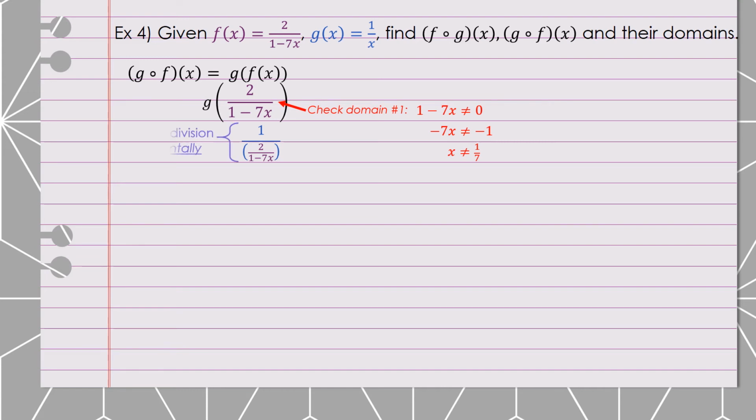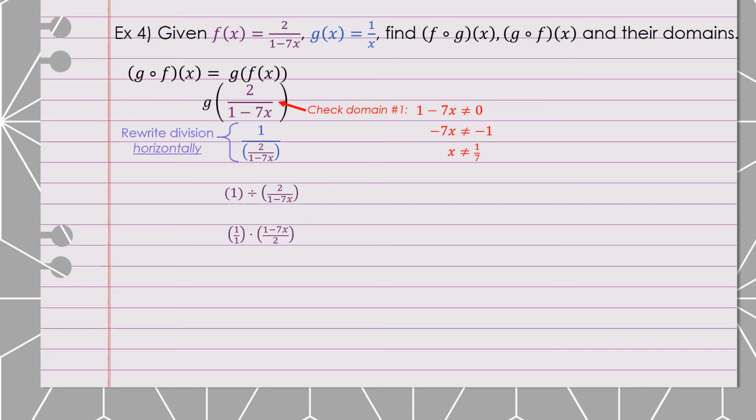When that happens, you need to take the time to rewrite this division in a horizontal manner, which means we would rewrite it as 1 divided by 2 all over 1 minus 7x. Now, because 2 over 1 minus 7x is a fraction, we need to write 1 as a fraction. But we know anytime you're dividing two fractions, you multiply by the reciprocal of the second fraction.